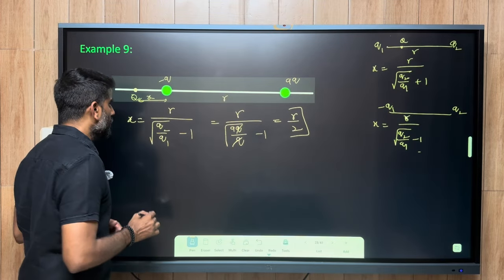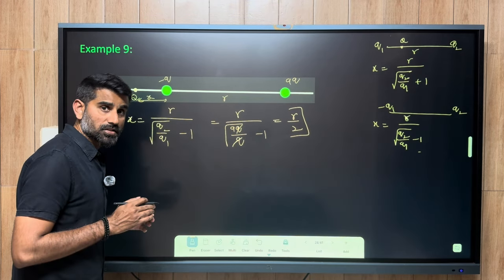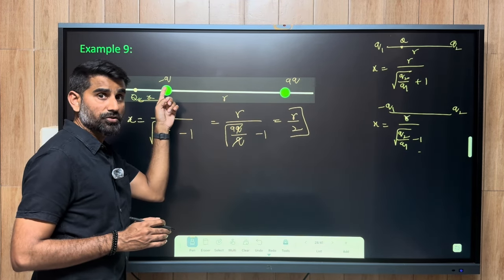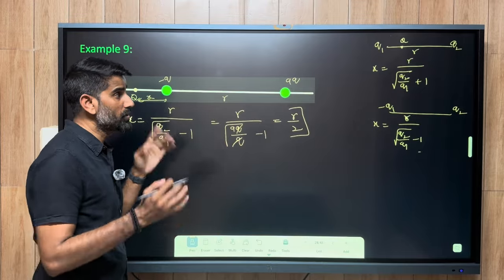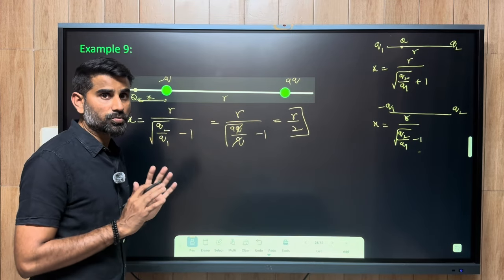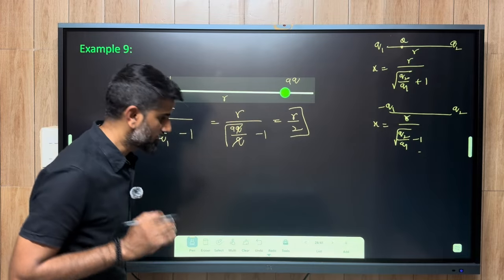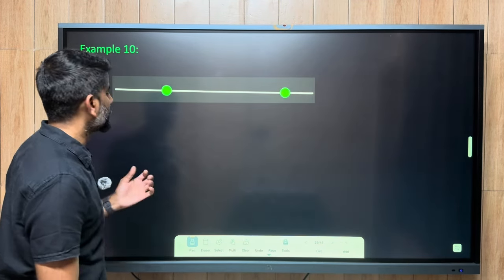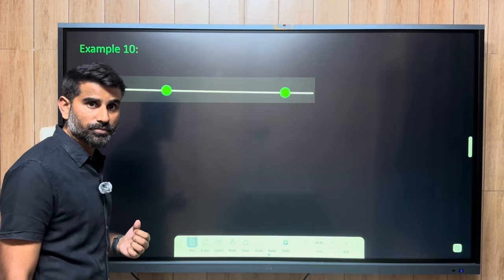So I have to place the third charged particle exactly at r by 2 distance, close to the minus q charge, beyond this charge, not in between the two charges. Hope this example is clear to you. Now let's move on to the next example. So I'm going to define the example now.